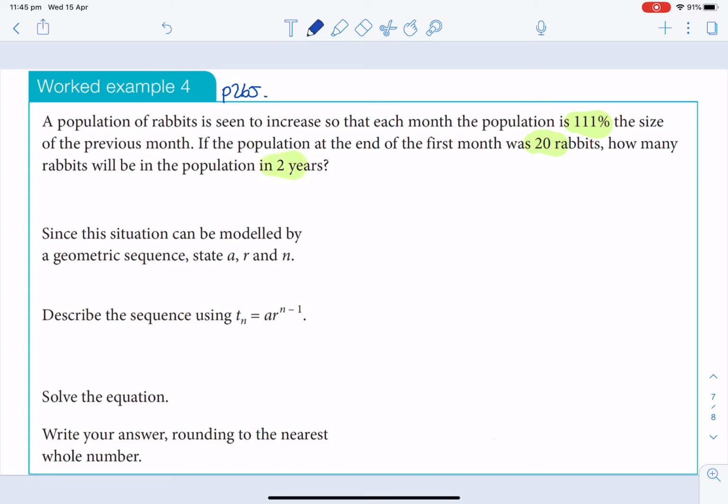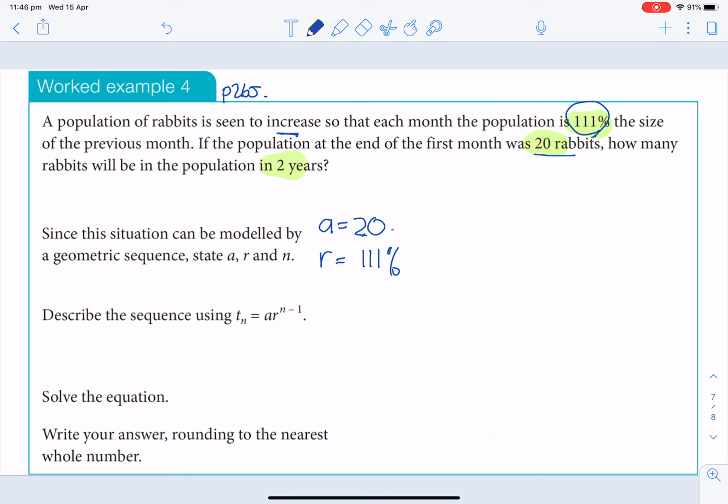All right, 3 key things we need to pull out of this. First of all, what's my A value? My A value is how many rabbits I started with. So A is 20. It doesn't give me a sequence of numbers, but it does give me 2 other figures. My R value in this instance is 111% because that's what it's increasing by. So it's about pulling this key information out of the question to be able to then solve the equation.